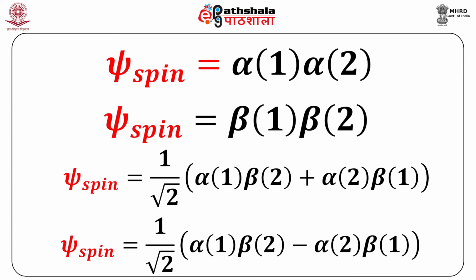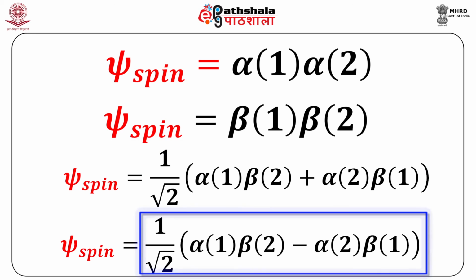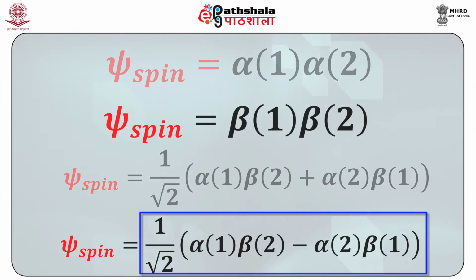So for two electrons, we have four combinations. One is alpha 1, alpha 2; another is beta 1, beta 2; then we have 1 upon under root 2 times alpha 1 beta 2 plus alpha 2 beta 1. And lastly, the antisymmetric combination, which is 1 upon under root 2 times alpha 1 beta 2 minus alpha 2 beta 1.